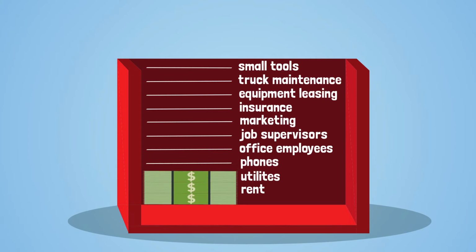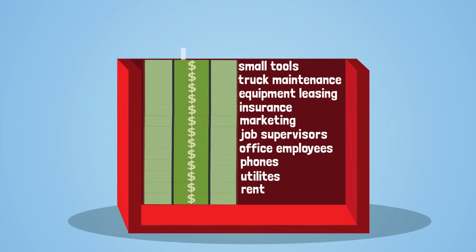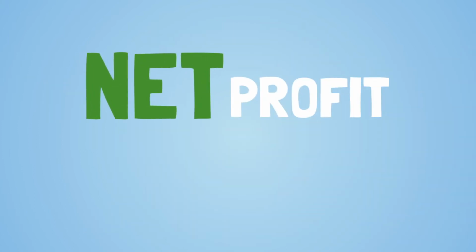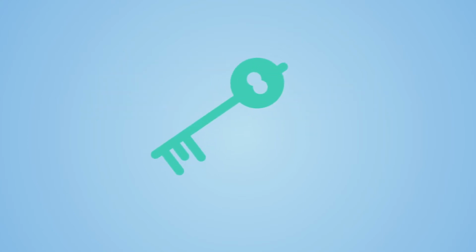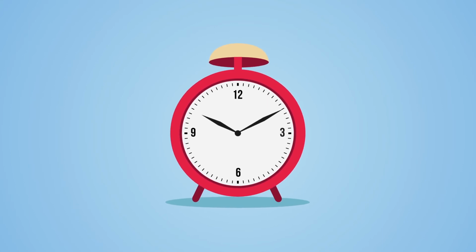If you don't fill up the bin with gross profit, you'll have a loss. If you fill it up exactly, you'll break even. If you fill it up and then some, you'll have a profit. This profit is called net profit and is what we're in business for. There happens to be a very key element to the overhead bin. It has a clock on it, and the clock is ticking.